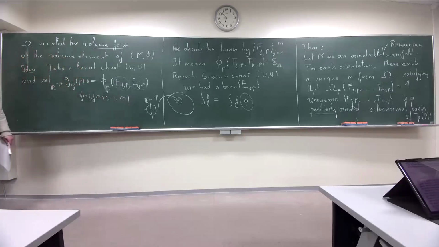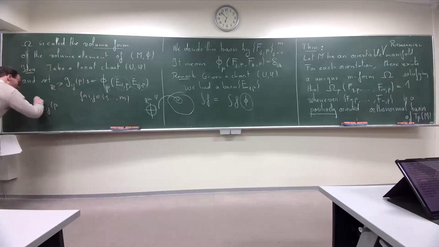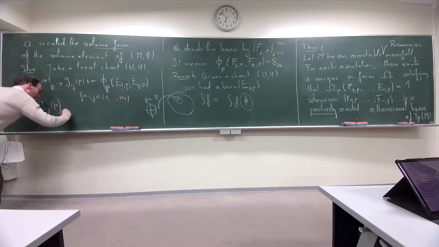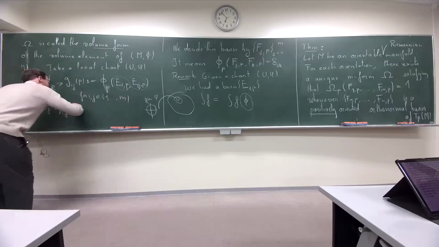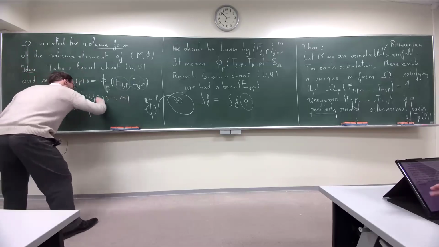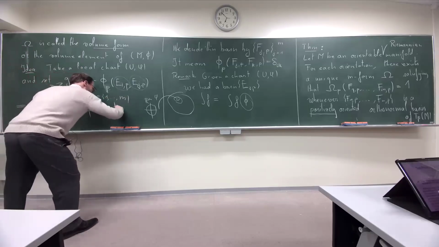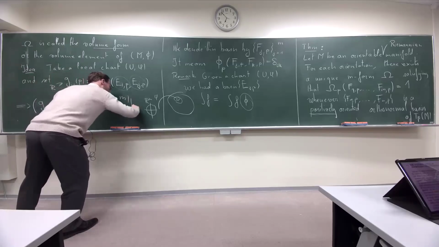But if you do this for all i, j, it means you have a matrix. Because if you have a family of numbers indexed by i and j with i and j in 1 to m, you have a matrix. So it turns out that this g_ij(p), when you look at it as a matrix, is a positive definite matrix.